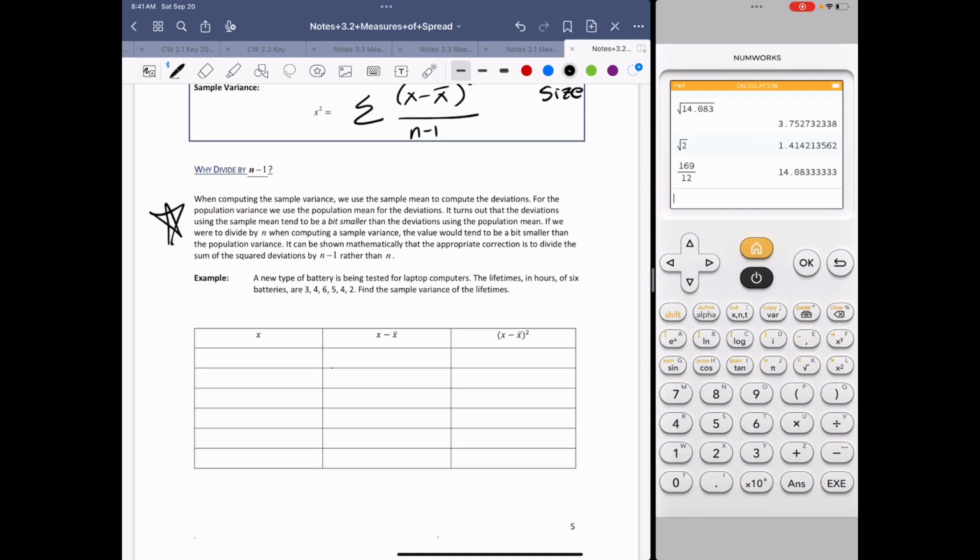All right, so I want you to look at this data. A new type of battery is being tested for laptops. The lifetimes in hours of 6 batteries are given, and I want you to find the sample variance. So we're going to use our new formula. Now, I want you to list your x out in this column.